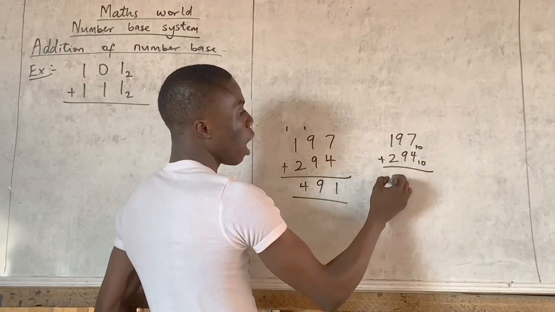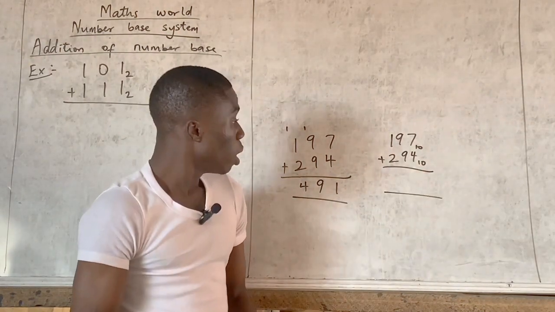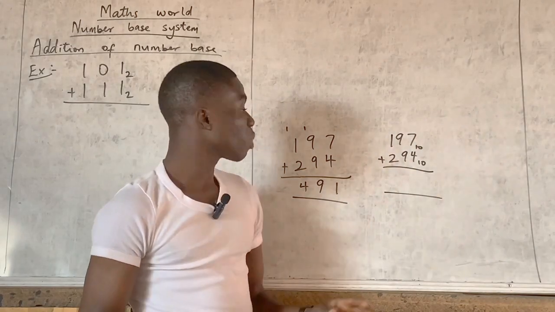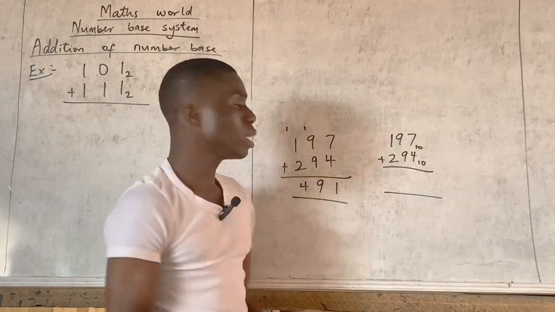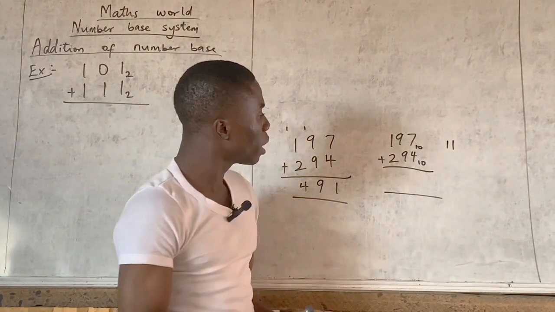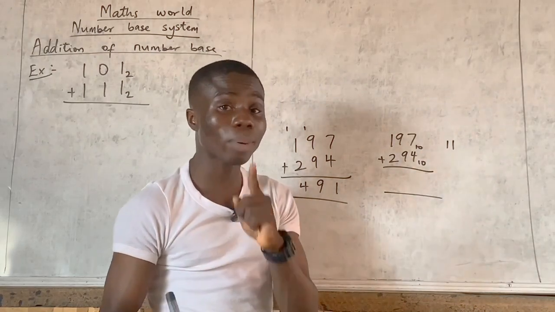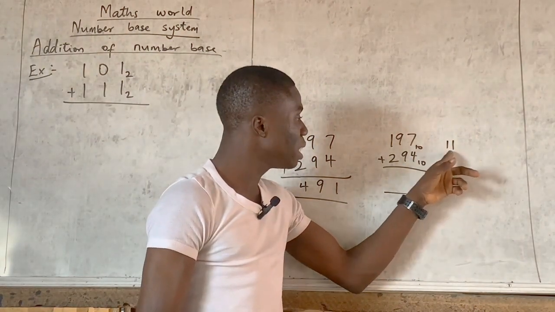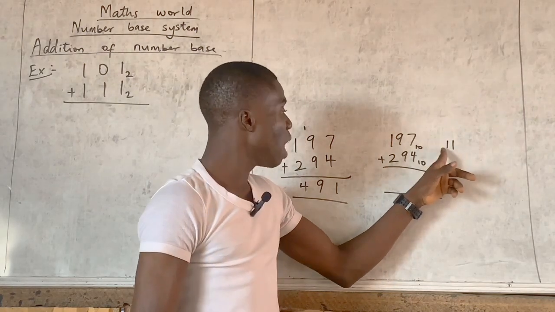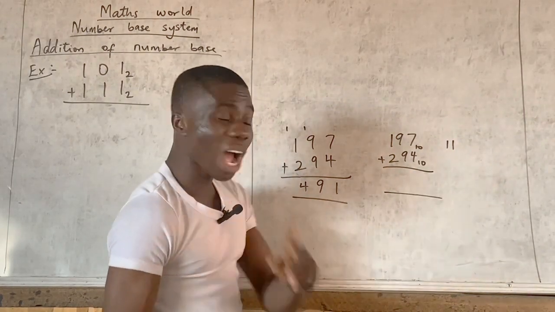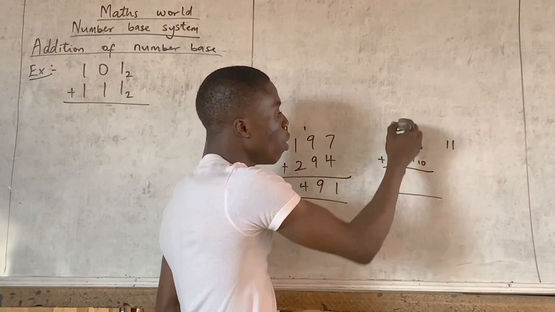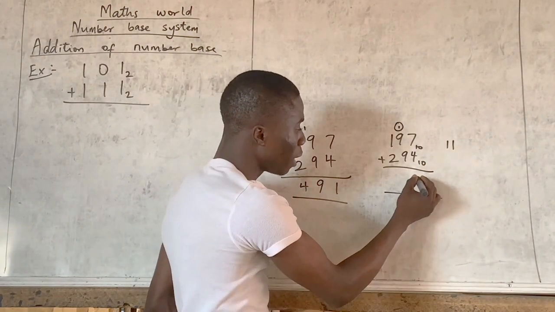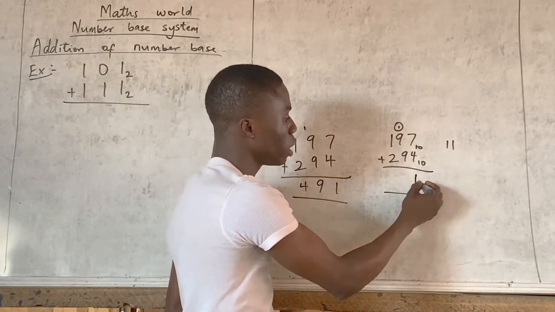What does that mean? How did they arrive at this? 7 plus 4 is 11, right? But it is greater than the base, and I told you must not write a number that is greater than the base. You divide this number by 10. 11 divided by 10 is 1. That 1, you put it on top. The remainder is what you will write here. That remainder 1, we are putting it here.